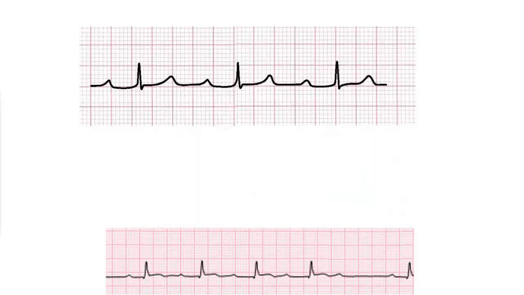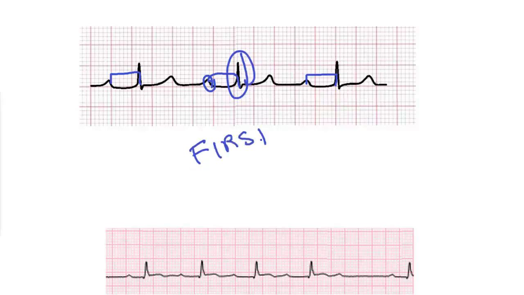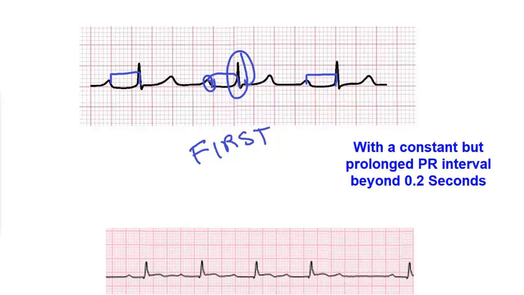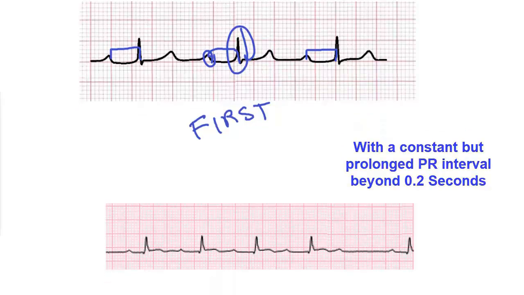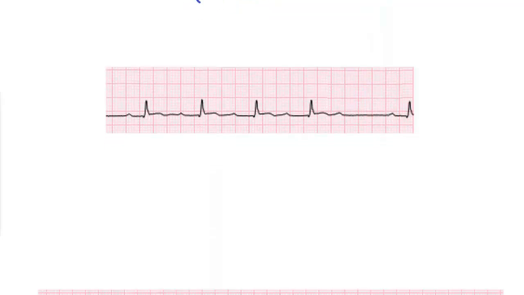So what do we have here? What is happening to the PR interval? It's the same. It is not changing, and every P wave is followed by a QRS. So this is an example of a first degree heart block. And just be careful, some of these might not be in order, so just pay attention.